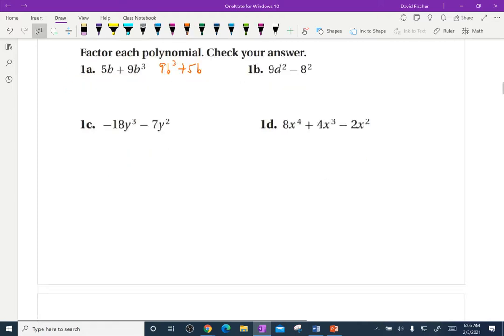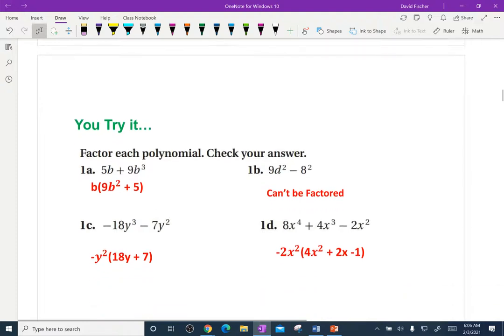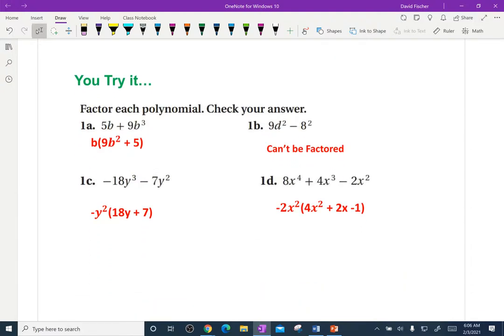All right. Let's see how you did. I had them typed up from last year. So I factored out a b, and if you put it in order, then your answer will be in order right away. I have a 9b squared plus 5. Can't be factored on that 1b. 1c, I factored out a y squared. Again, if I'm looking at my exponents, I want to take the 1 with the smallest exponent, because that's the greatest number of y's I can pull out. I can pull 2 out of that second term. I can also pull 2 out of the first term.